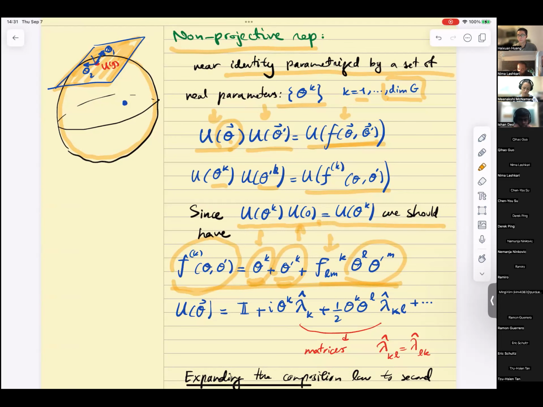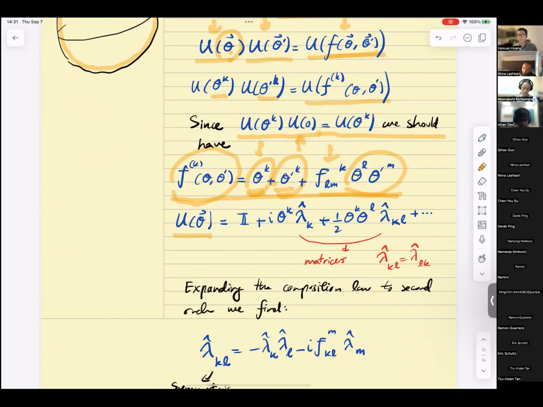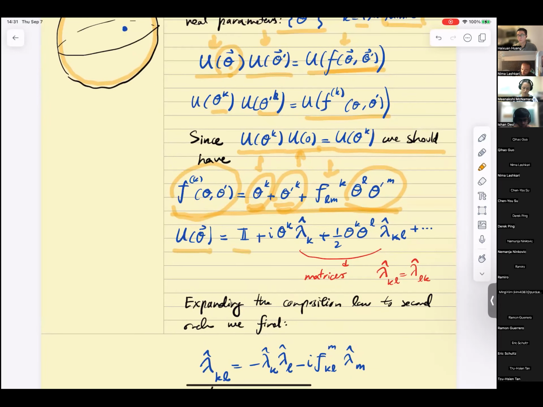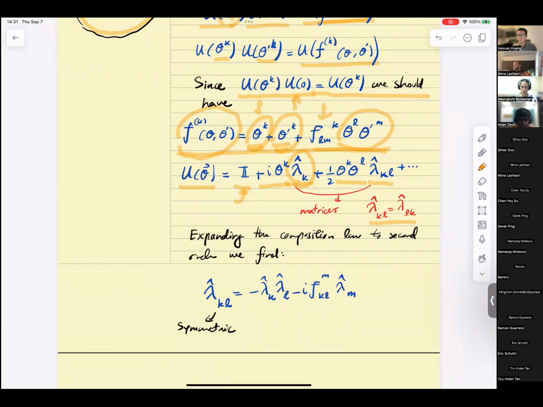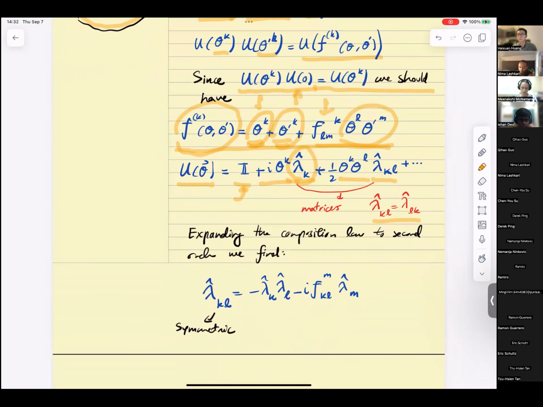All right. So what am I doing? I'm taking this matrix and expanding it as the identity matrix plus i theta k lambda k. I put a hat to remind you these are matrices. And then there will be second order matrices. Now, it's pretty clear from this term that this second order matrix is going to be symmetric. It's a good exercise. Maybe I'll ask you to do it in your homework, but it's somewhat trivial.